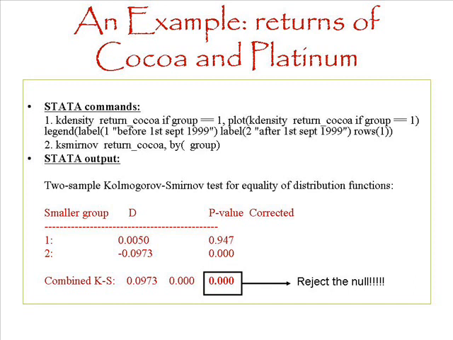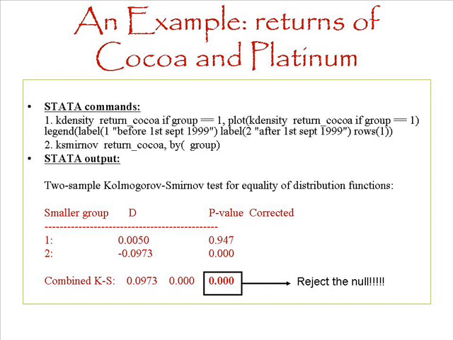This is the Stata syntax, and the output is the following. The two-sample Kolmogorov-Smirnov test for equality of distribution functions gives this result. The important thing to look at is the last row, because the null hypothesis, if you remember, is that the two distributions are exactly the same. But since, as you can see, the p-value is 0.000, we reject the null. We reject that the two distribution functions are the same.